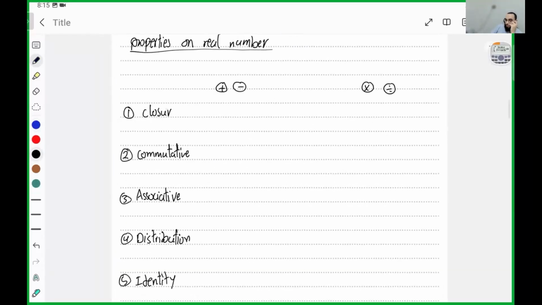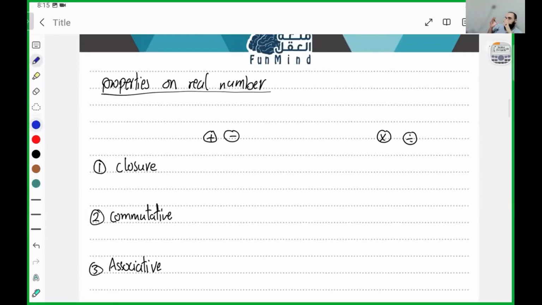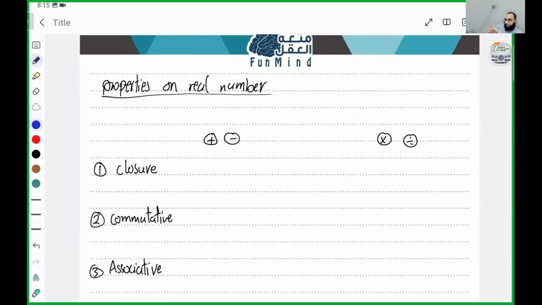And the closure property means what? It means if you add or subtract any two real numbers, then the answer must also be a real number. If you have a number like √2 plus 3√2, tell me below, is this number a real?